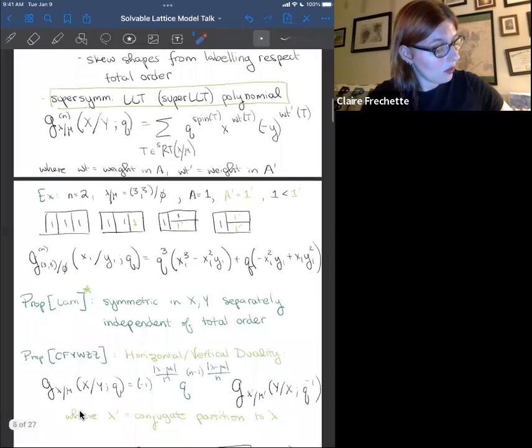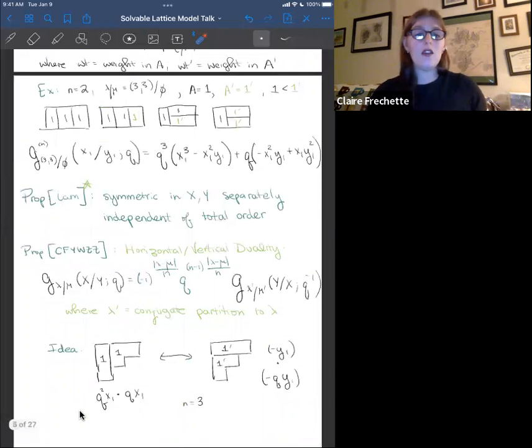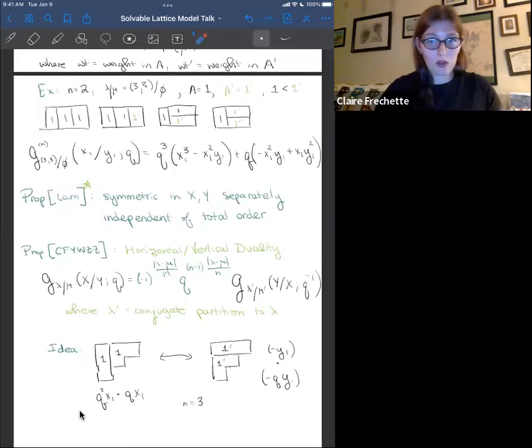So, the last thing I want to say about super LLT polynomials is that they encode the duality between horizontal and vertical ribbon strips very nicely. One of the things we often care about when we look at tableaux is how a tableau and its conjugate interact, so the partition and its conjugate partition, and if you flip the whole tableau over, does it still give you a tableau that corresponds to the filling rules you've chosen?